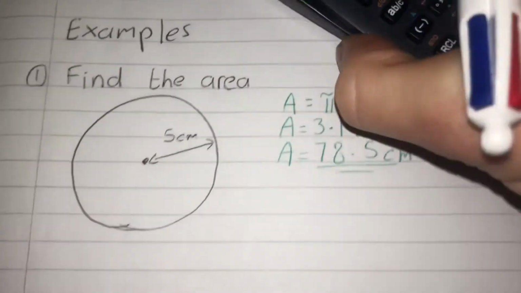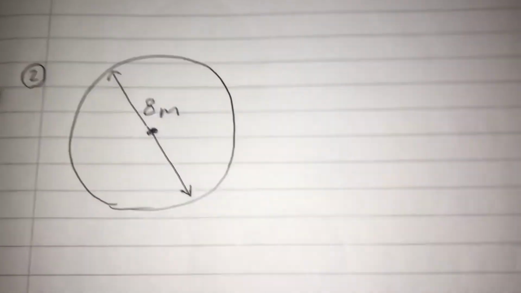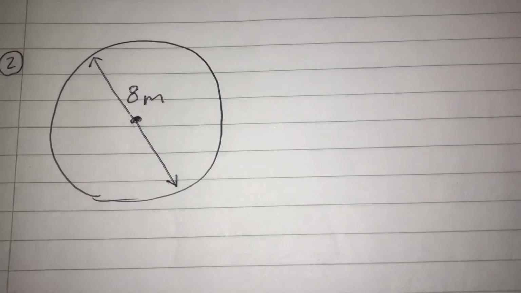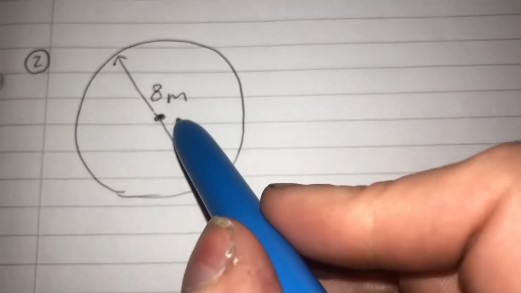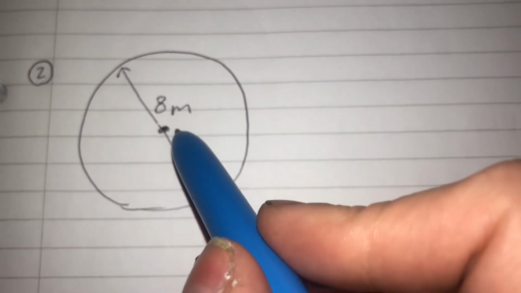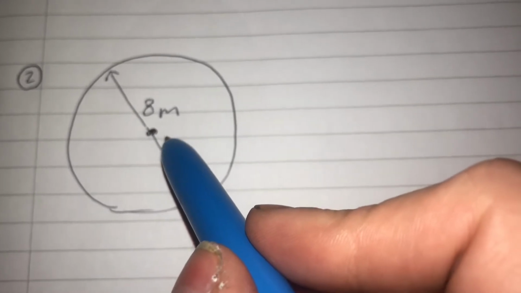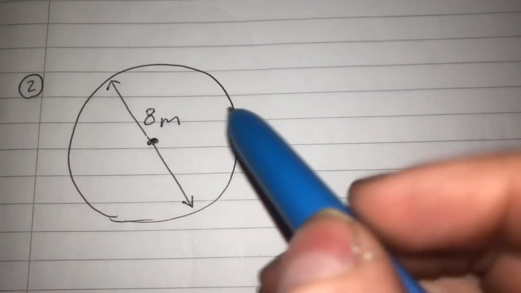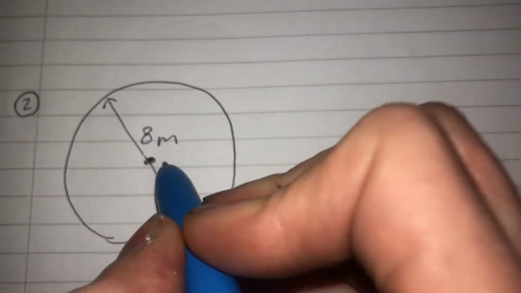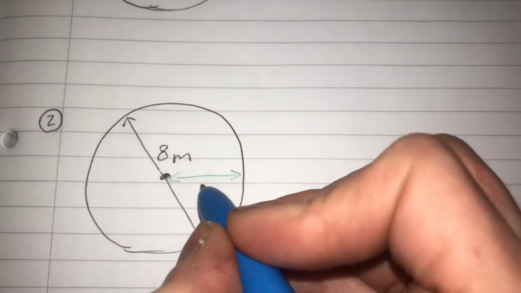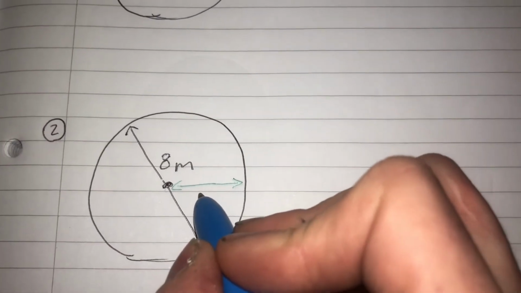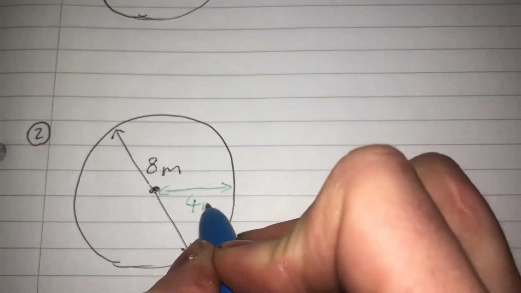Alright. The next question, very similar. We're finding the area, only this time we've been given a diameter instead of a radius, and that's just important to keep an eye out for. Remember, for area, we're always using radius. So if I'm given the diameter, just be careful to halve this first to give us our radius. Okay, so 8 divided by 2 is 4, so the radius is 4 meters.